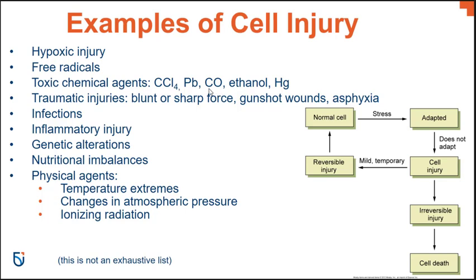We've given you some examples here. I'll point out carbon monoxide, which has been known to cause people to die because of exposure. Ethanol or alcohol as well is a toxic chemical agent that can cause cellular injury. And exposure to these substances, and of course lead, will lead to cellular injury, and if the toxic chemical agent is not removed in time, then those cells will end up starting their pathway to death. Traumatic injuries such as a blunt, sharp object, gunshot wounds, asphyxia, which is strangulation, can all cause cellular injury. Asphyxia, for example, will just deprive the body of oxygen because of a traumatic event.